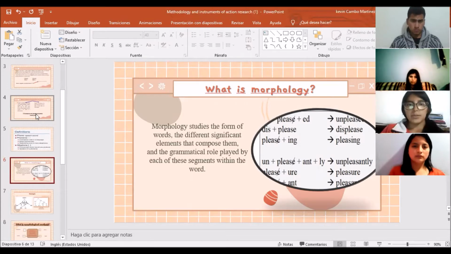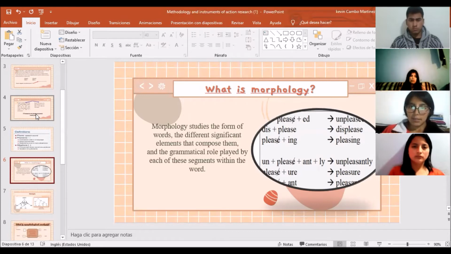What is morphology? Morphology studies the form of words, the different significant elements that compose them, and the grammatical role played by each of these segments within the word. Morphology is the study of the structure and formation of words. Its most important unit is the morpheme, which is defined as the minimal unit of meaning. Linguistics textbooks usually define it slightly differently, as the minimal unit of grammatical analysis.